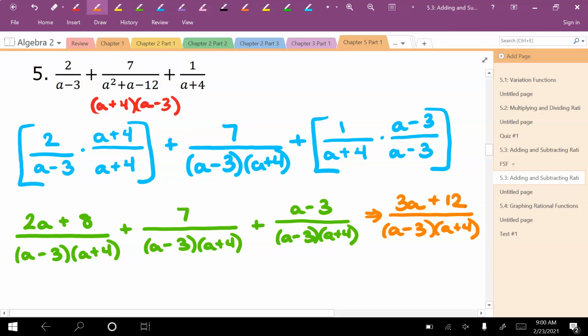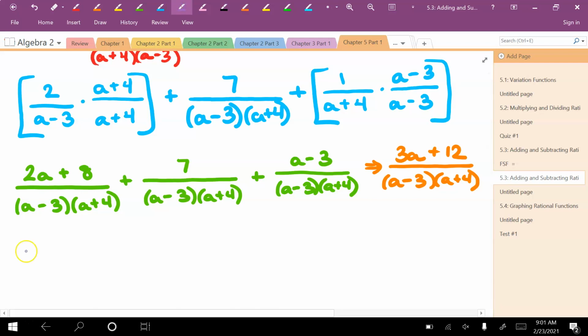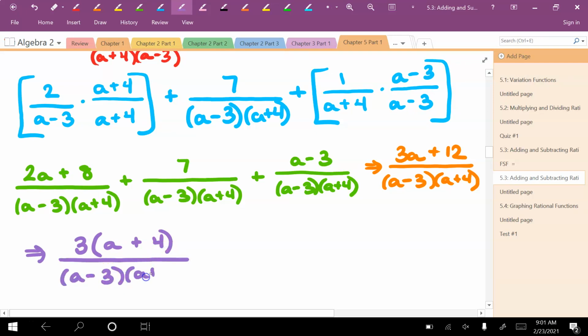On the top there, is there anything that I could factor out? 3. So I'm going to take this one step further. If I factor out a 3 from the top, what's left? Good, a plus 4. And then this is all over a minus 3, a plus 4. What can you guys do next? Good, cross out the a plus 4, and I'm left with 3 over a minus 3.